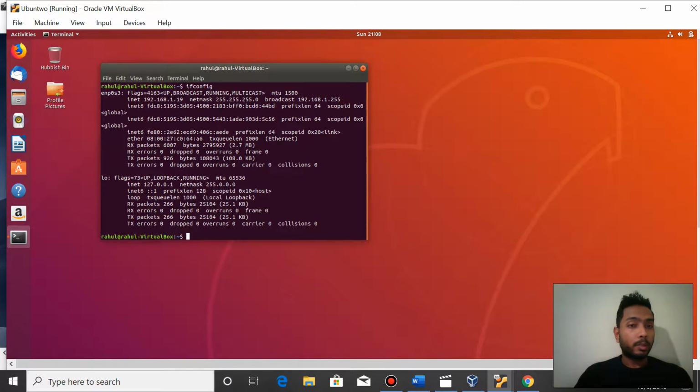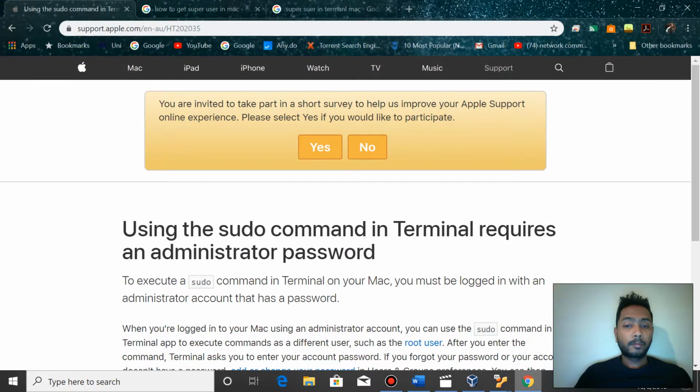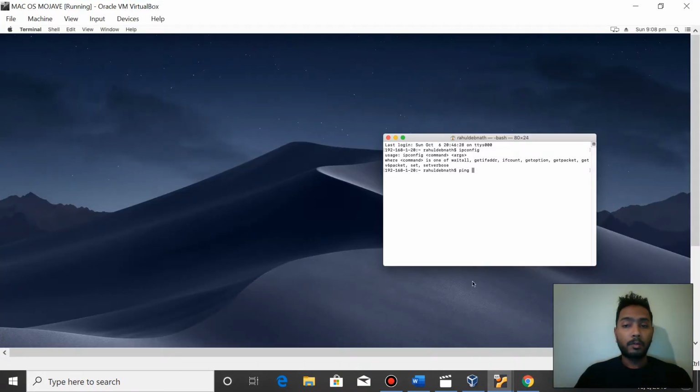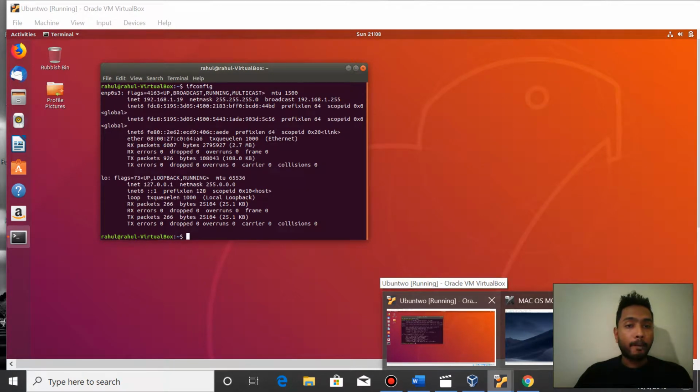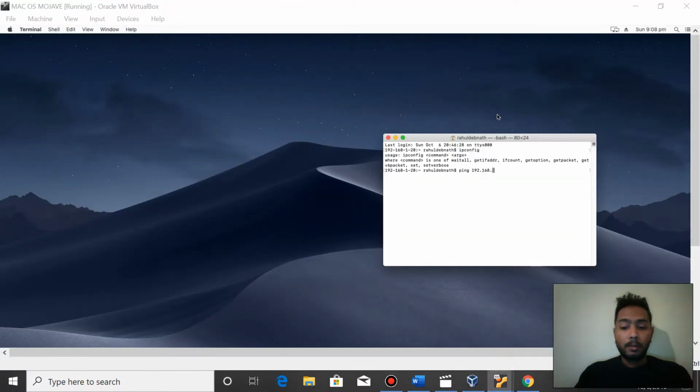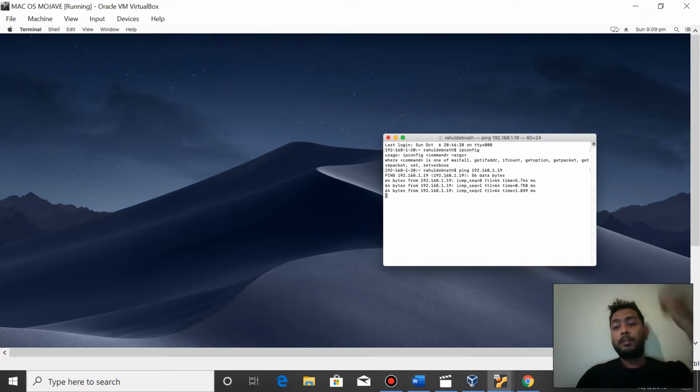So 192.168.1.19. Press enter, and as you can see, that is communicating with the Linux machine.